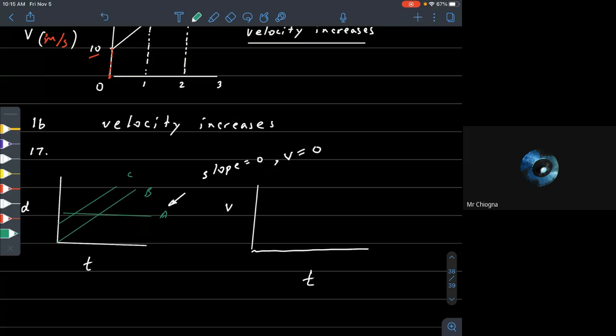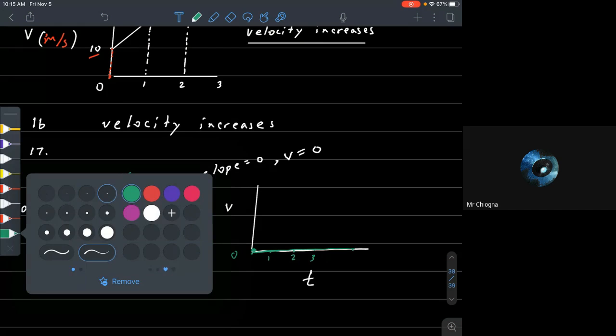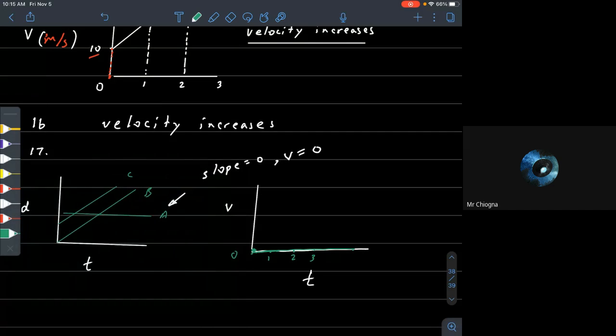So how do you represent velocity being 0 on a velocity time graph? It's just a horizontal line starting at 0. At the 1 second mark, it's 0. At the 2 second mark, 0. 3 second mark, 0. 0 throughout. Make this a little thicker. Zero at each point in time.